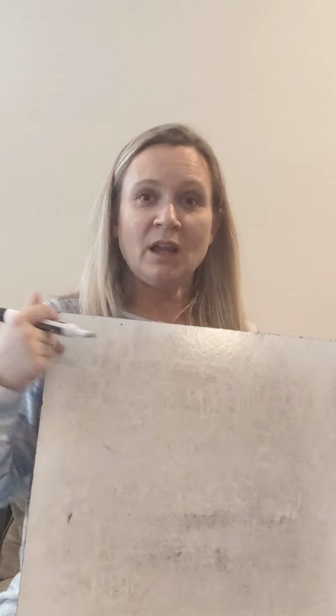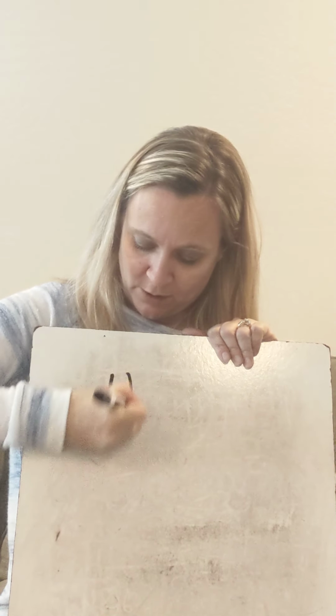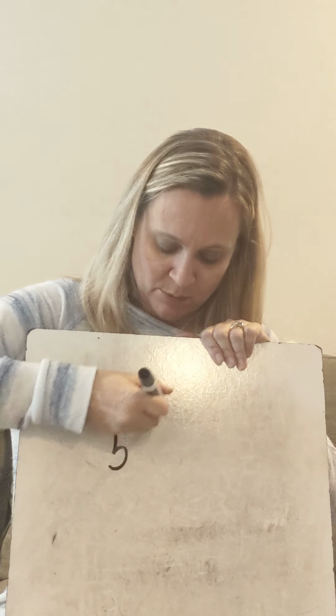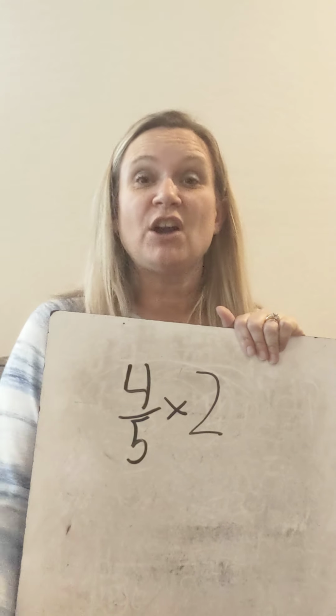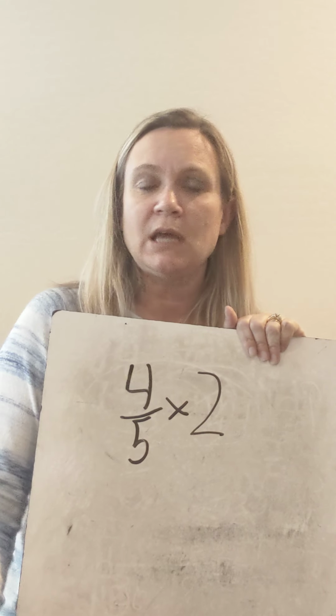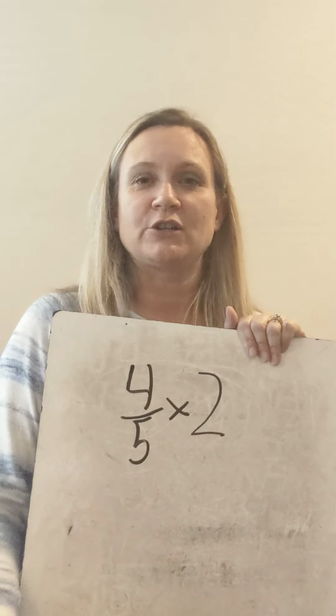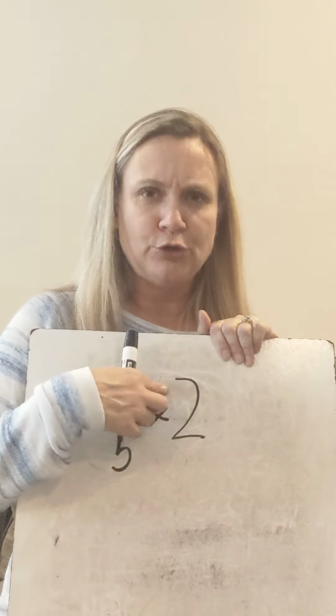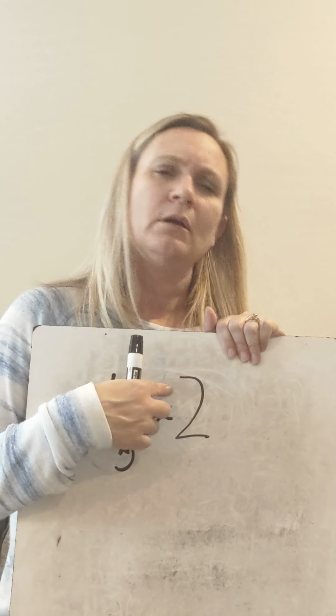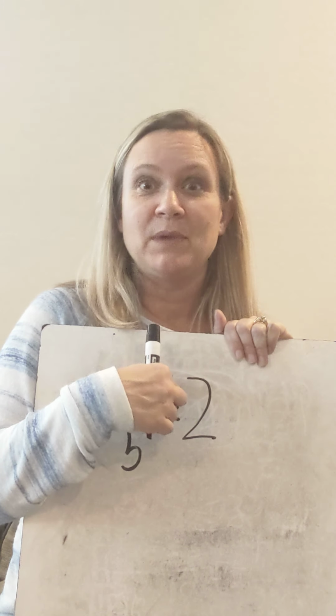All right. So you may see fraction times fractions. You may also see fractions times whole numbers. For example, I may have the fraction 4/5, and I may multiply that by 2. Well, since we already know how to multiply fractions by fractions, I'm going to make this into a fraction by fraction problem. So 4/5, that's a fraction. 2, not a fraction. But can I make it a fraction?